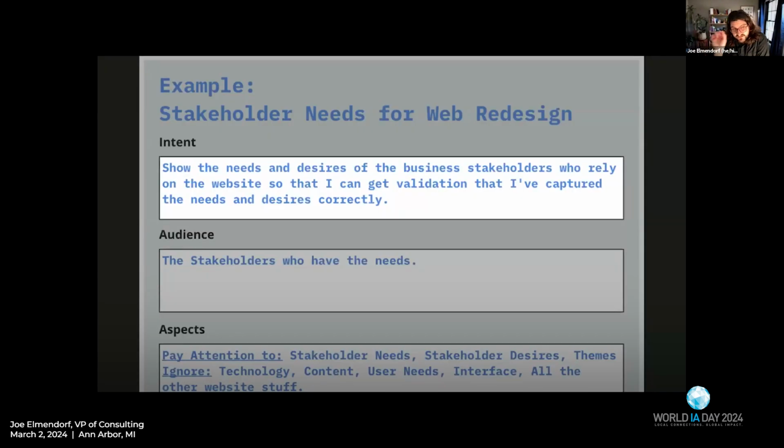It's a very specific subset of all the possible things that I could focus on. And so the intent doesn't have to be perfect. It can change, it can evolve over time, but by stating it, we have a guiding light that helps us not get distracted by all the other things that we could focus on.